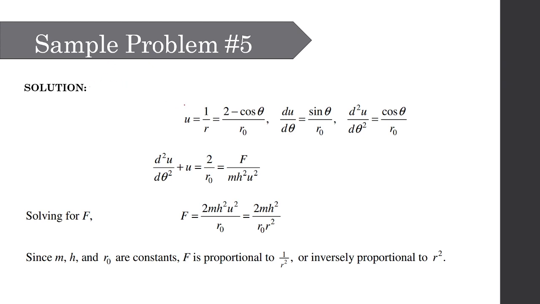Solution. u is equal to 1 over r, which is equal to 2 minus cosine theta over r0, and du over d theta is equal to sine theta over r0, and d squared u over d theta squared is equal to cosine theta over r0. So solving for F, we have F equals m h squared u squared over r squared, which is 2 times m times h squared over r0 times r squared. Since h and r0 are constant, F is proportional to 1 over r squared, and is inversely proportional to the square of the distance.